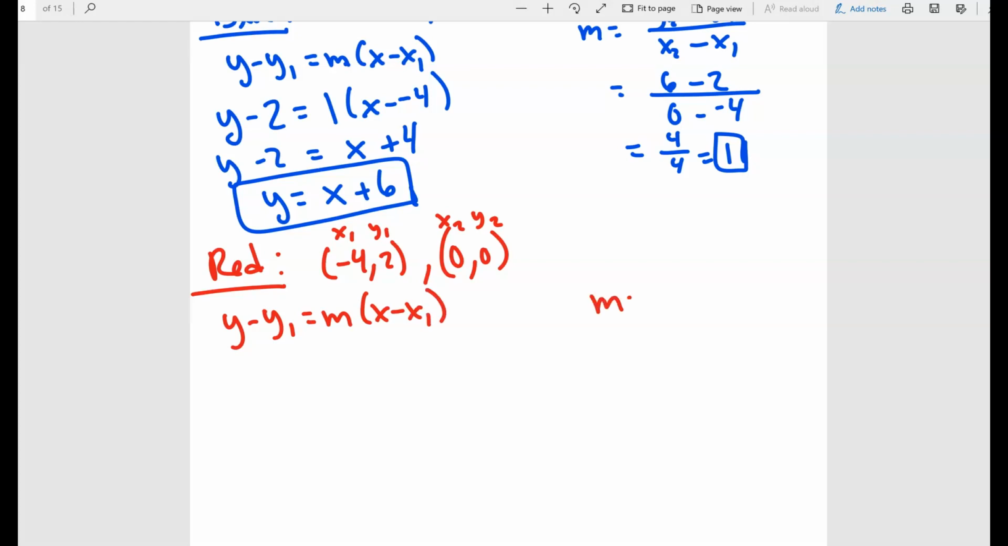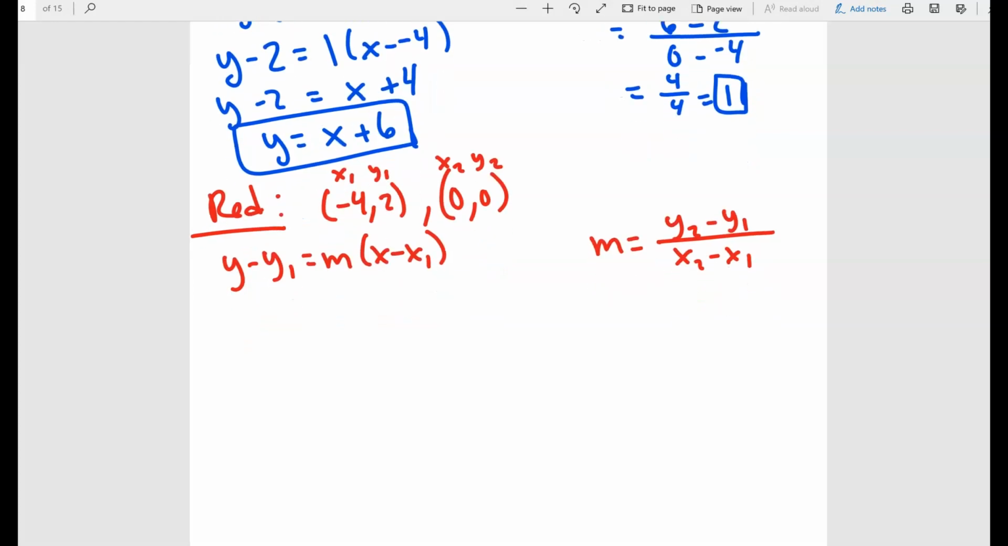Okay, so first let's figure out what m is. Y2 minus y1 over x2 minus x1. So let's plug that in. So I'm going to have 0 minus 2 divided by 0 minus negative 4. Okay, and what I'm going to get is negative 1/2.